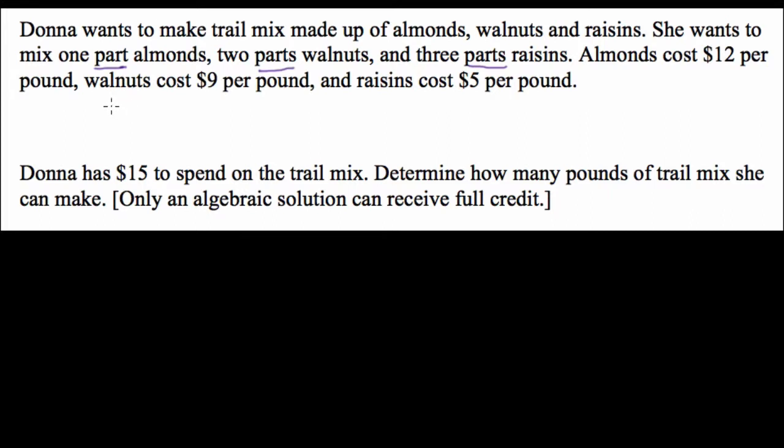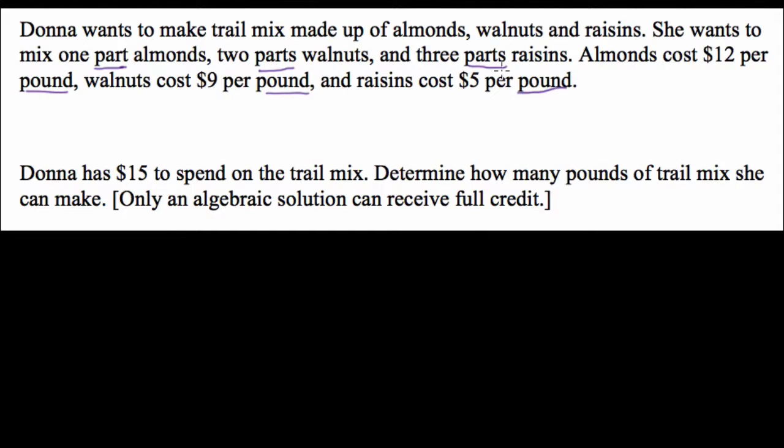So here, that ratio between almonds, walnuts, and raisins is set up so that for any unit of measurement, we can use this formula. And if you notice, in the next sentence, they say almonds cost $12 per pound, walnuts cost $9 per pound, and raisins cost $5 per pound. Here they're setting our parts as pounds, so you can reread the sentence before it as: she wants to mix 1 pound of almonds with 2 pounds of walnuts and 3 pounds of raisins. That's one way to look at it.